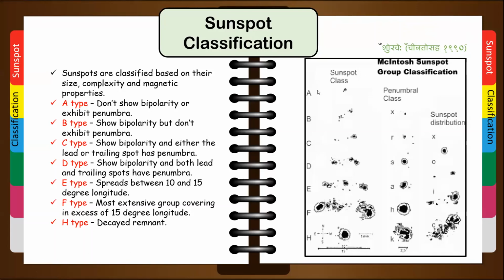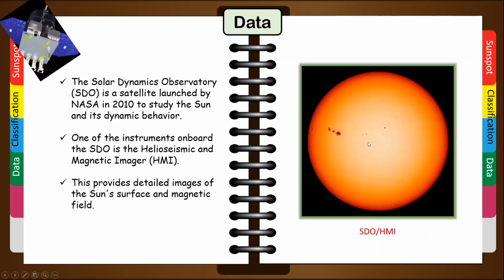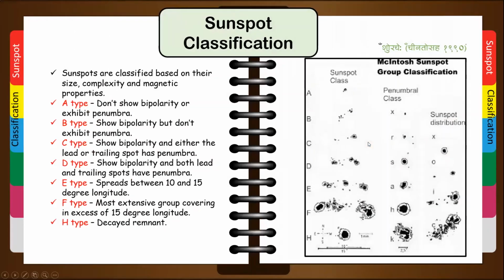So there are A type, B type, C, D, E, F, H. A type are sunspots that don't show bipolarity. Also, they don't exhibit penumbra. Like here you can see, penumbra is not there. And in B type, they show bipolarity, but they don't exhibit penumbra. And in C type, they show bipolarity, but only the leading sunspot shows penumbra.